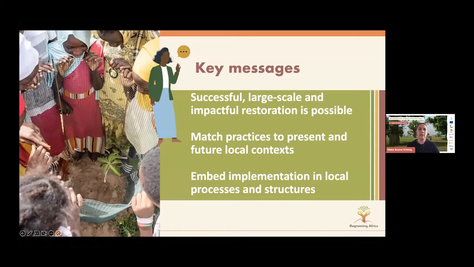So some key messages leading into this session that we hope you will keep in mind is that large scale impact restoration is possible.